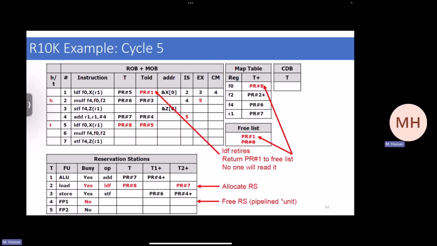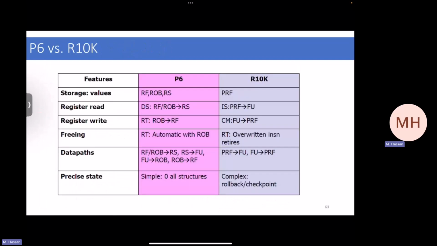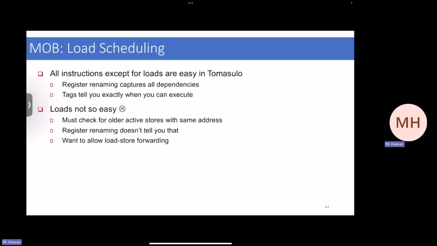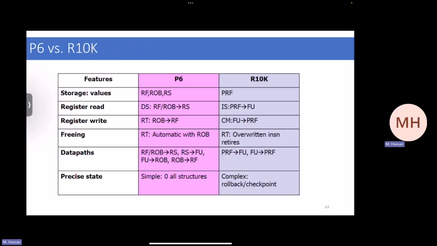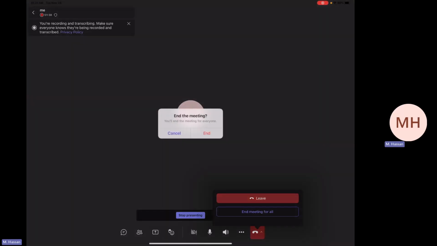So I would stop here. Is there anything remaining to discuss? Yeah, this overall, okay. So what we are going to do in the tutorial is I just give you that big summary there between the B6 and R10K, and then solve a couple of other examples for out of order execution. Okay, so see you at 12:30.